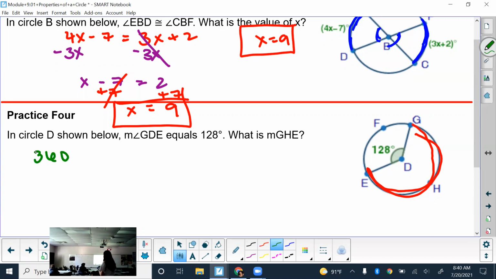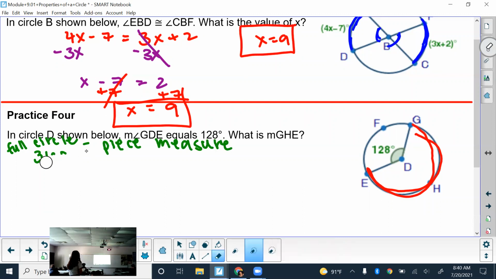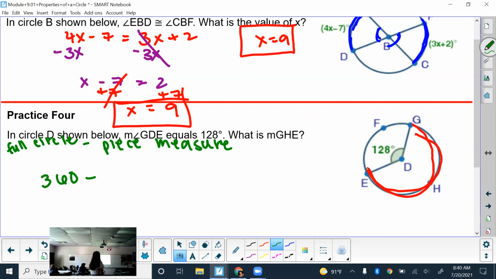The full degree measure of a circle, right? So I just have to do 360, which if you didn't know would be the full circle, minus the piece measure, whatever you want to call it. All right, these aren't formal definitions. This is what I would use if I was you to solve these. So we have 360 minus this piece that they did give us, even though they didn't explicitly say. What's that measure?